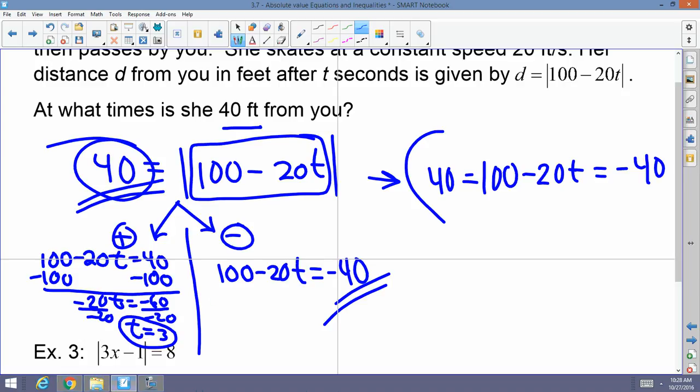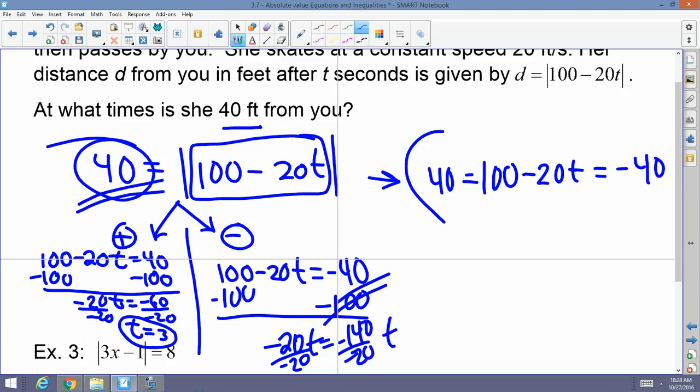Next, I'm going to subtract my 100, and I'm going to get negative 20t equals negative 140 now, divided by negative 20. So t equals 7. 100 minus 140 is negative 40. Absolute value of negative 40 is 40. So this works as well. So my answer is 3 seconds and 7 seconds.